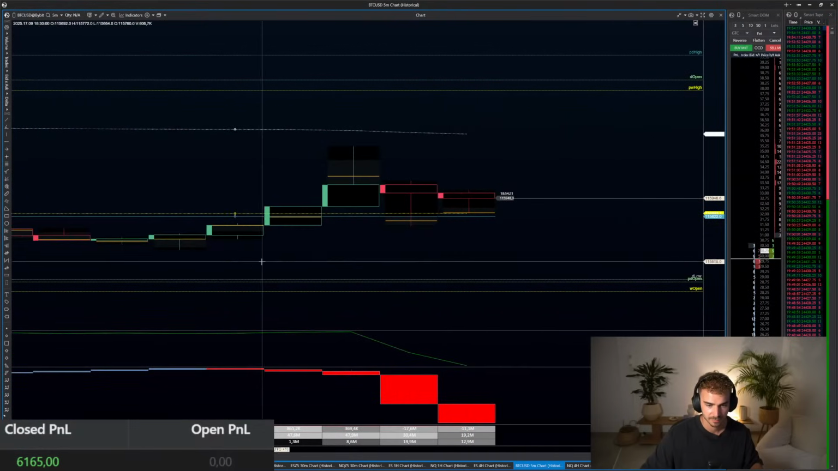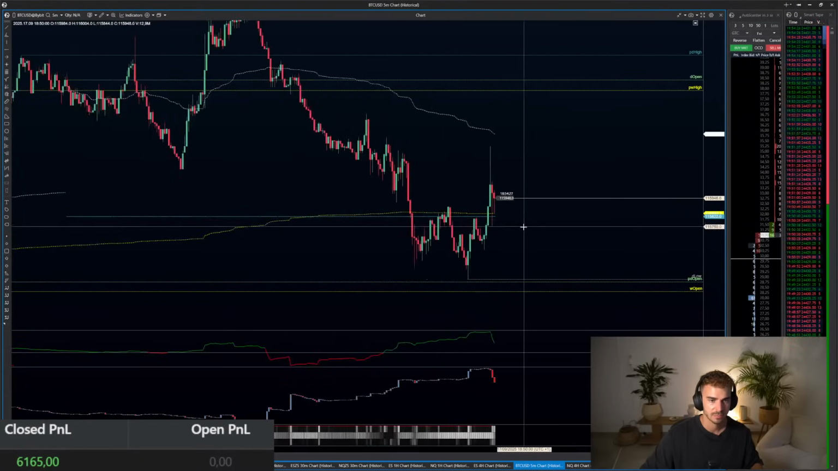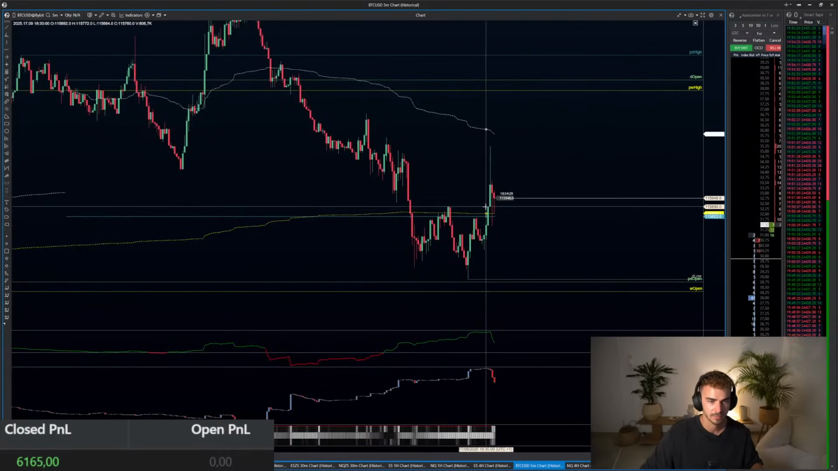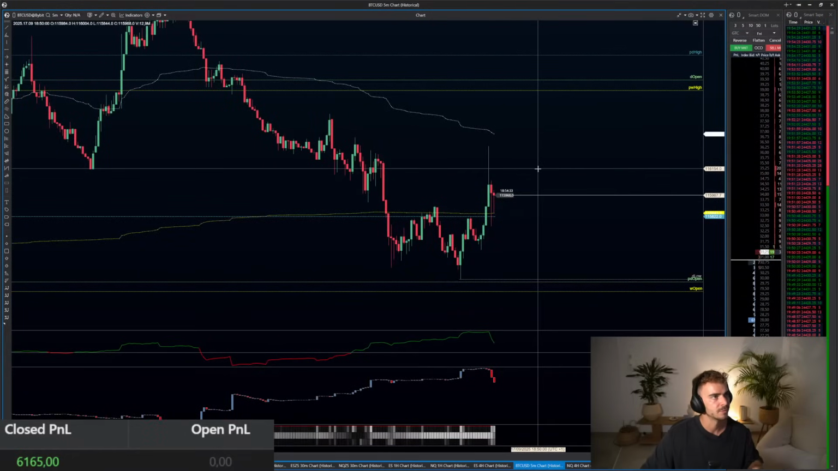Let's see if we get even more positions closing here. And now, not a big change. We are right at the VWAP, the weekly VWAP here on BTC. Previous day EQ, daily VWAP is above.